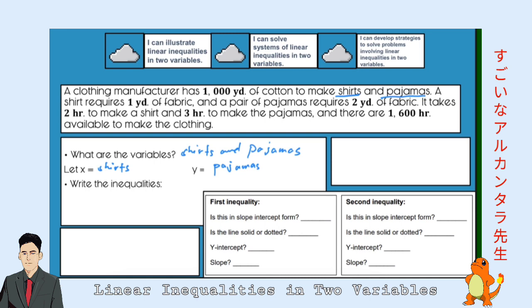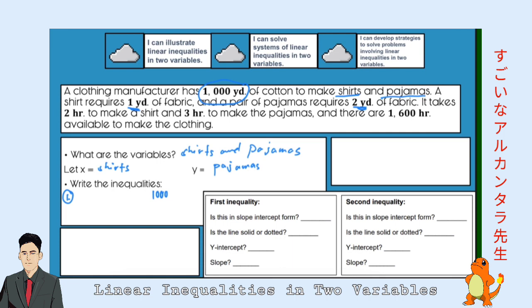So, we're going to look at the context. That's how we're going to work at it in the beginning. What are the two contexts or situations in this given word problem? The first one that we could look at is the amount of yards that we need to use. You have 1 yard and 2 yards, and you have a total of 1,000 yards. So that's where you start for your first inequality.